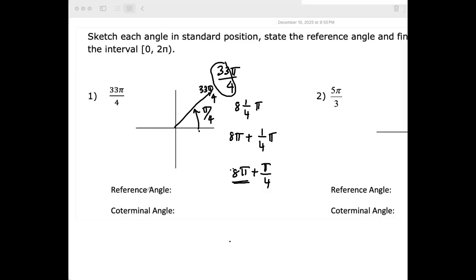Is the standard position always 0 comma 2 pi? Correct, ma'am. Our standard position is always 0 to 2 pi. Yes.